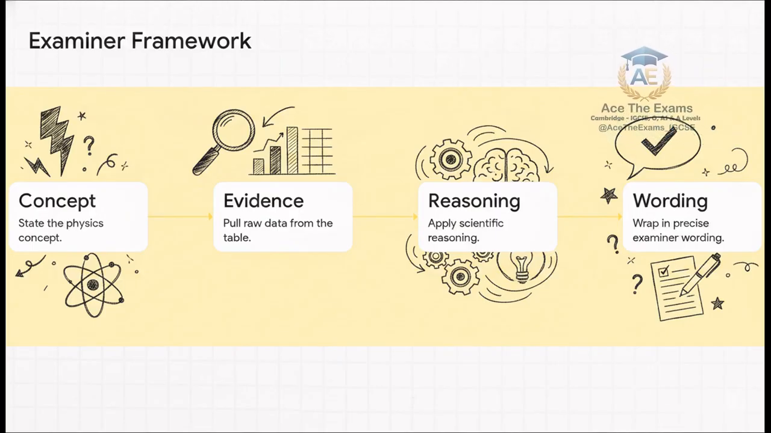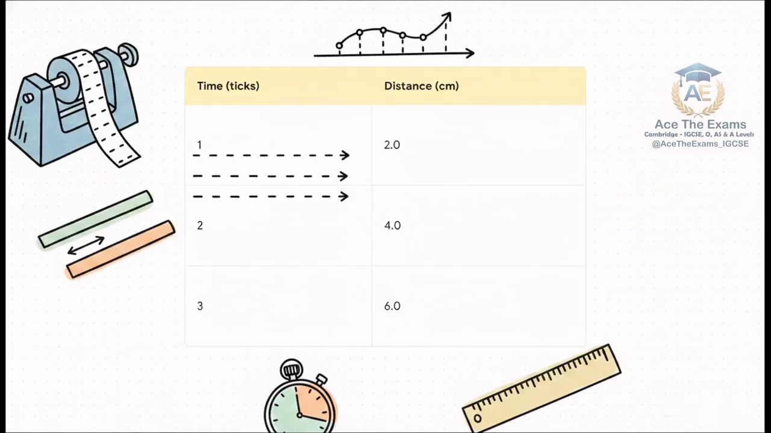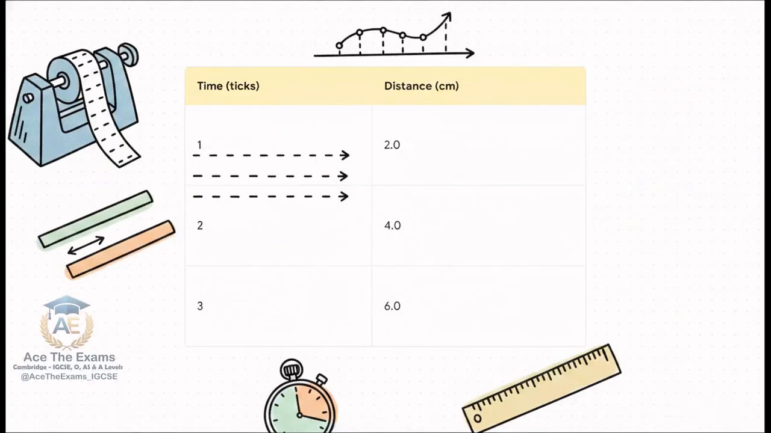First, state the concept. Second, pull raw evidence or data straight from the source page or table. Third, apply your scientific reasoning. And fourth, wrap the whole shebang in precise examiner wording. You literally have to force the examiner to give you the marks by proving your physics concept with raw, hard data. Let's escalate the stakes a bit and put that framework to the test with some real data.